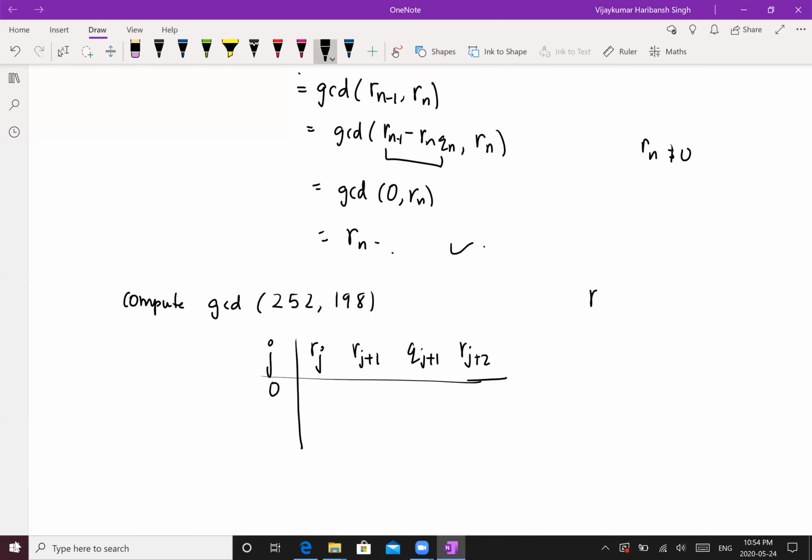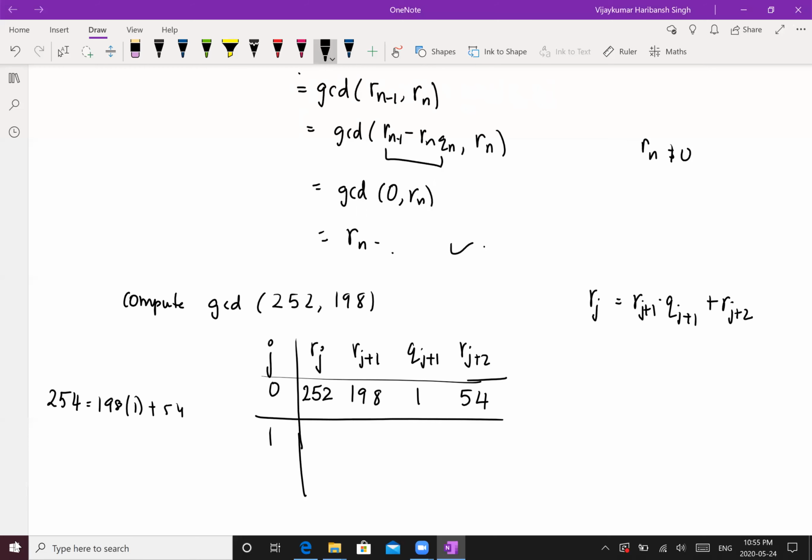Note that Rj equals Rj plus 1 times Qj plus 1 plus Rj plus 2, right? This is what the Euclidean algorithm looks like, so we should list all of them. We're computing these, so let's list them. For j equals 0, we have Rj: 252, 198. When you divide them, you get 1, and the remainder is 54. So 252 equals 198 times 1 plus 54.